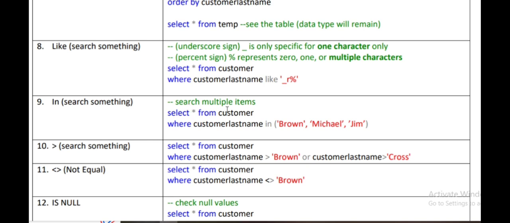Number 9. In, search multiple items. Select all from customer, where customer last name in, then open bracket, in single quotes Brown, comma, in single quotes Michael, comma, in single quotes Jim. So the last names Brown, Michael and Jim will be displayed.